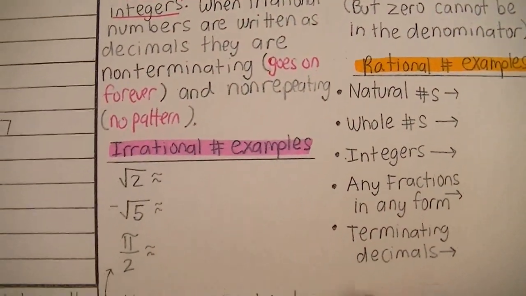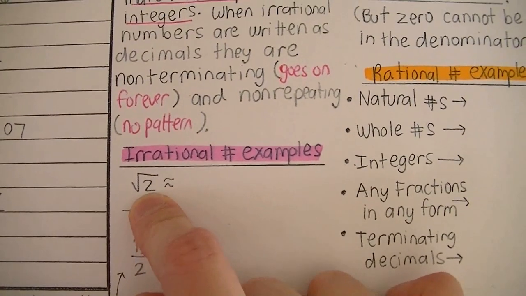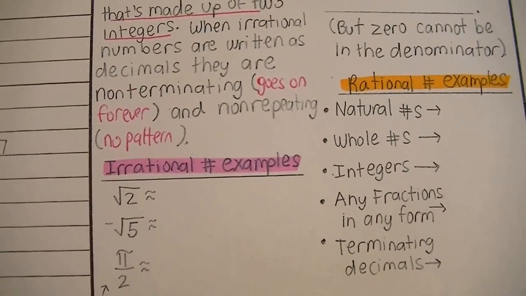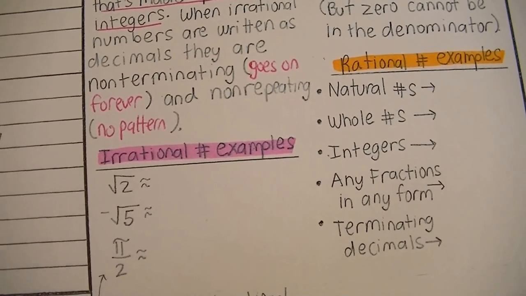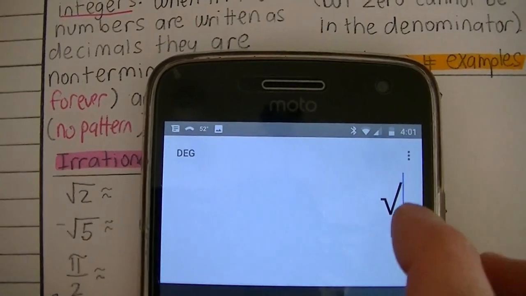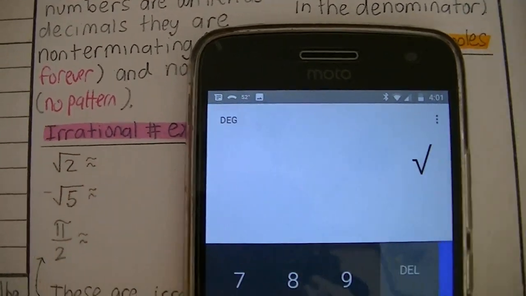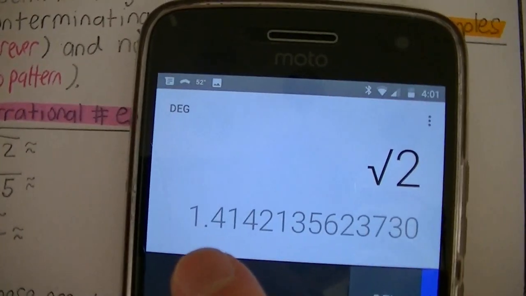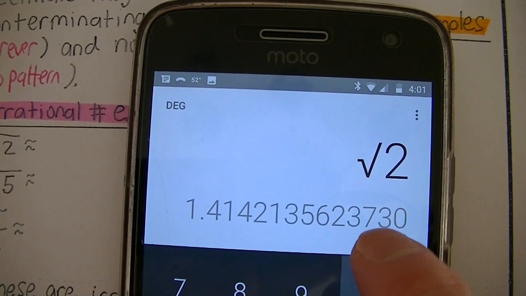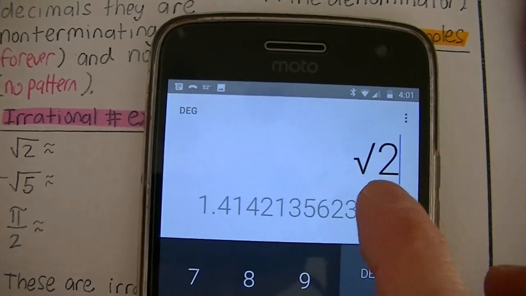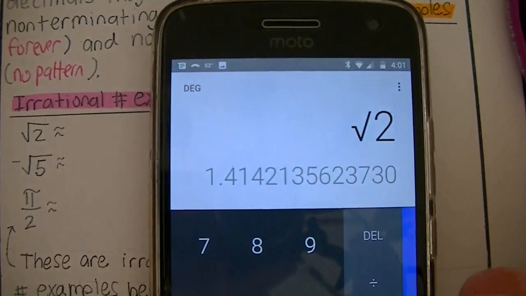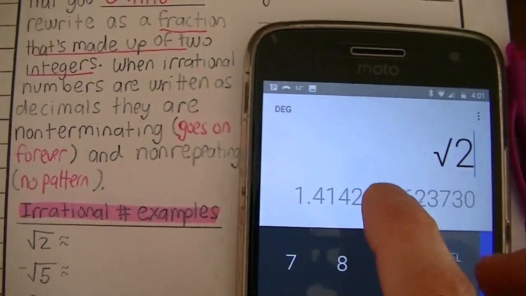So here's some examples of irrational numbers right here. Okay, so you see the square root of 2. I'm going to show you on a calculator the square root of 2, and I'm going to show you how it's irrational. So right here I have the square root symbol. I'm going to go ahead and put a 2 in there. And you see what we get? We get 1.4142135623730. Okay? And it's only going to be this big simply because my calculator doesn't go on forever.